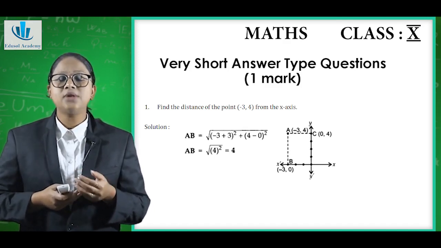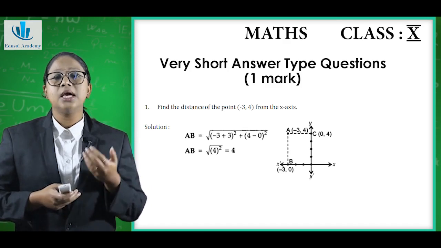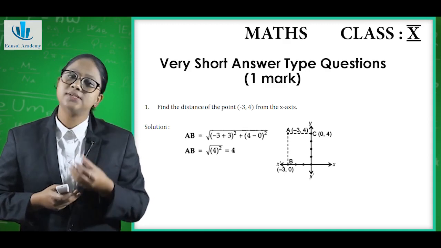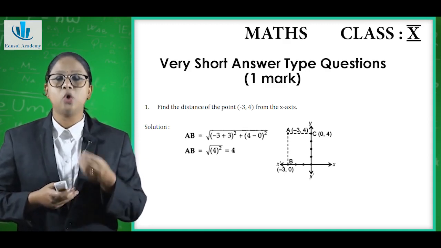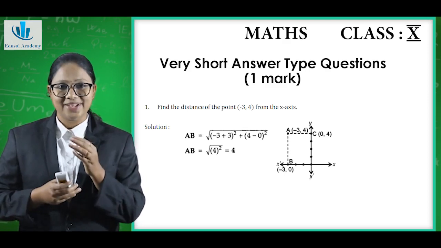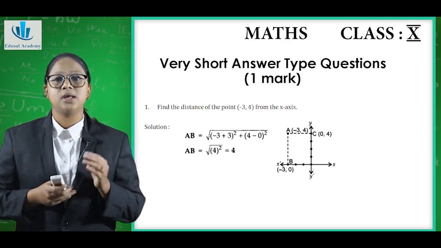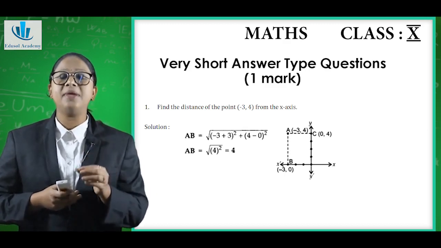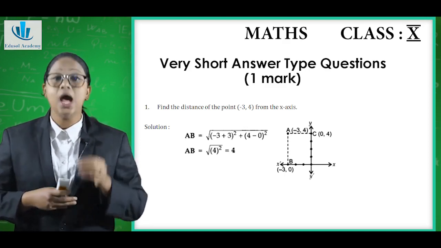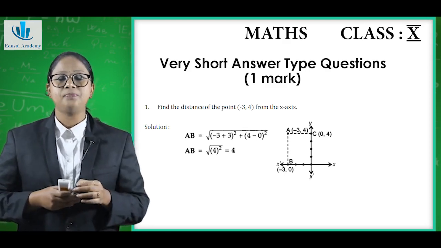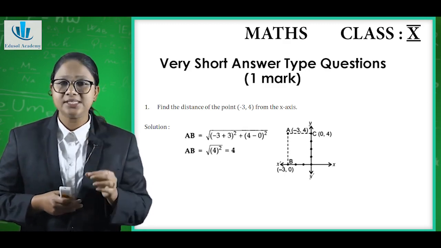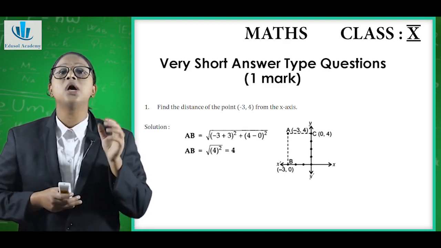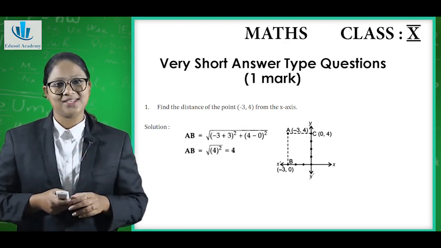Now, how far is (-3, 4) from the x-axis? How many divisions far is it from the x-axis? You can count from the origin. There are 4 divisions because it is (-3, 4). So the y coordinate will be the gap of the point from the x-axis. You can note down that the spacing of a point from the x-axis will be its y-coordinate, that is 4 units, and vice versa.